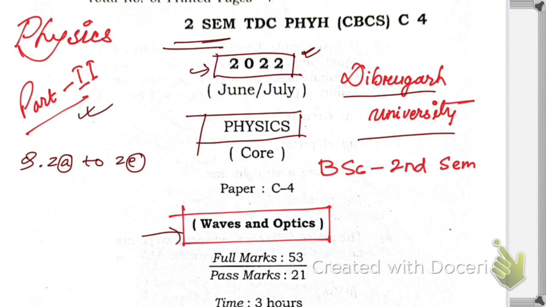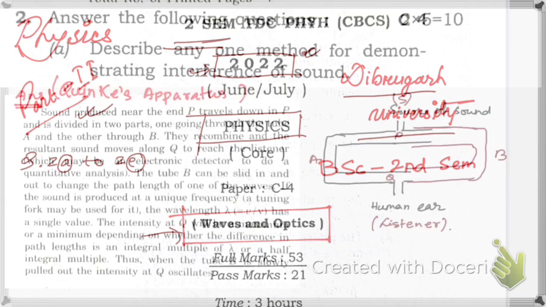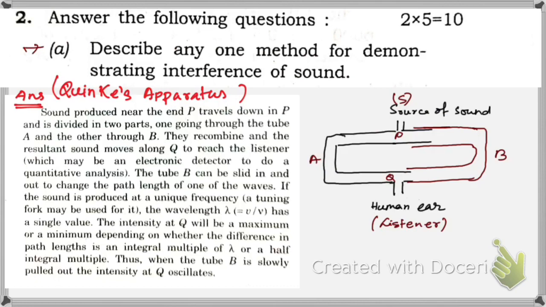Now this is question 2a. Here, describe any one method for demonstrating the interference of sound. So to demonstrate interference of sound, we're going to take Quincke's apparatus. This is the most popular method.